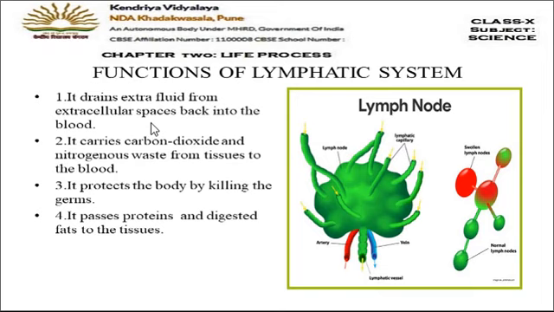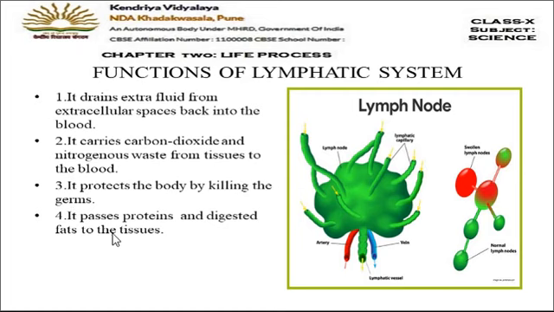Now it carries carbon dioxide and nitrogenous waste. When it flows in the lymph vessels and lymph capillaries, it carries along with it the CO2 present or any kind of waste which is found nearby the tissues. So it drains that also. It protects the body by killing the germs. Lymphocyte cells will fight with the germs and will protect the body. So this is also one of the functions.